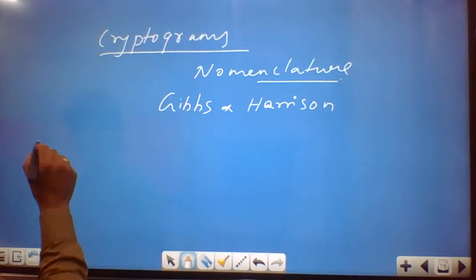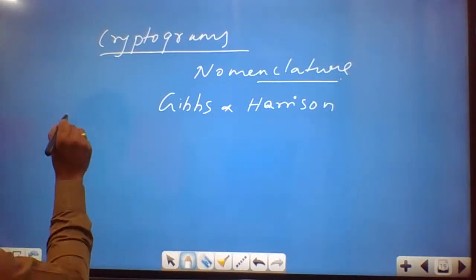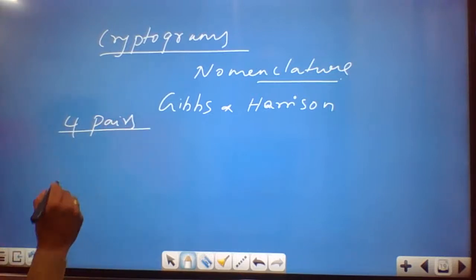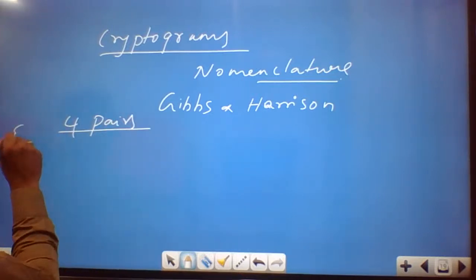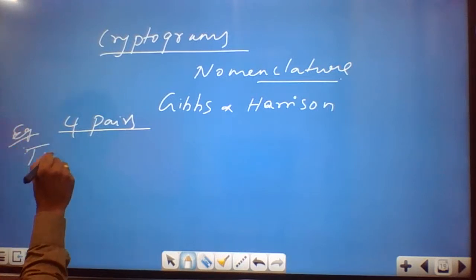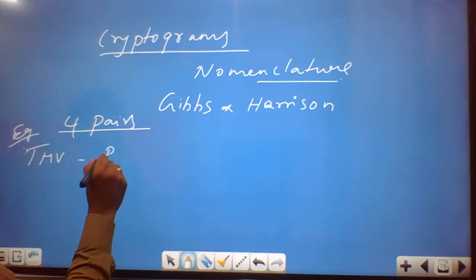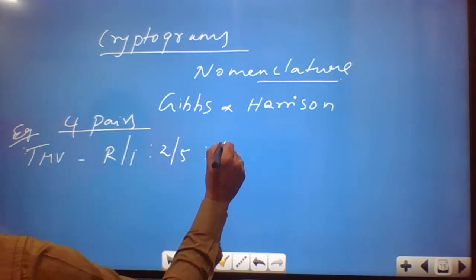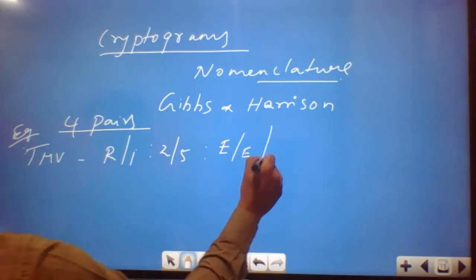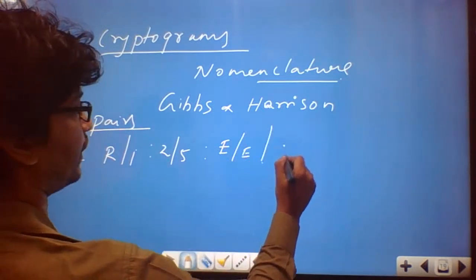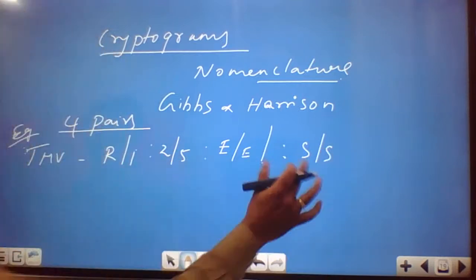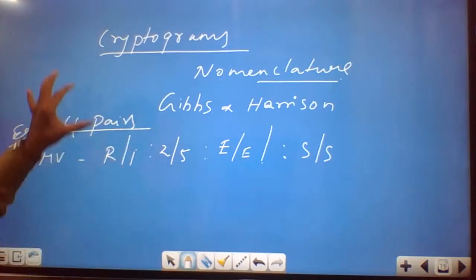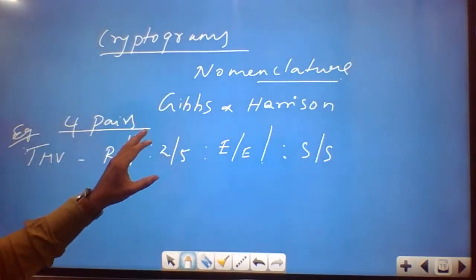As far as this part is concerned, when we give a nomenclature for viruses, it consists of 4 pairs. For example, I give an example for the tobacco mosaic virus. This can be represented as R/1:2/5, E/E, S/Ap. We have these four pairs that we usually see in the cryptogram, or the nomenclature of the virus, which is proposed by Gibbs and Harrison.